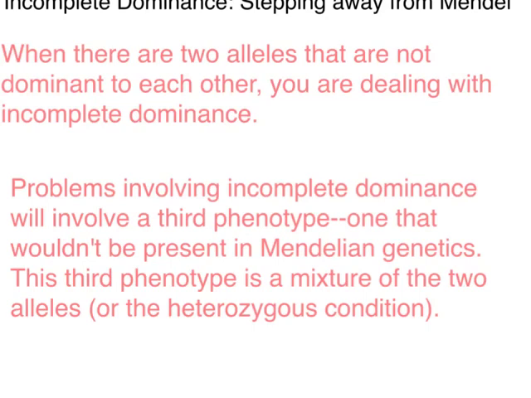Well, an example involves snapdragons, which are flowers. When you cross a red snapdragon flower with a white snapdragon flower, instead of getting a Mendelian kind of ratio, which if red was dominant to white would be all red offspring, you actually get all pink offspring. So there's your third phenotype. Let's have a look at how to solve these problems.